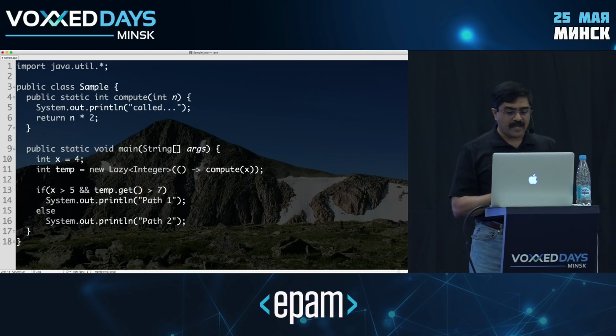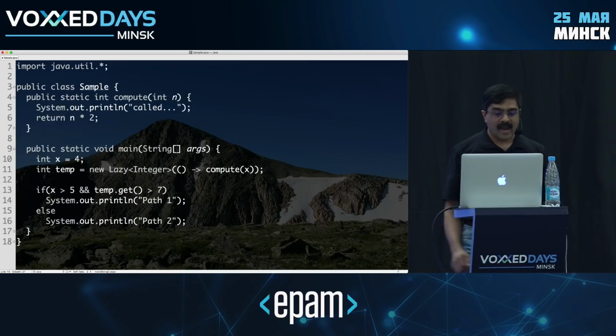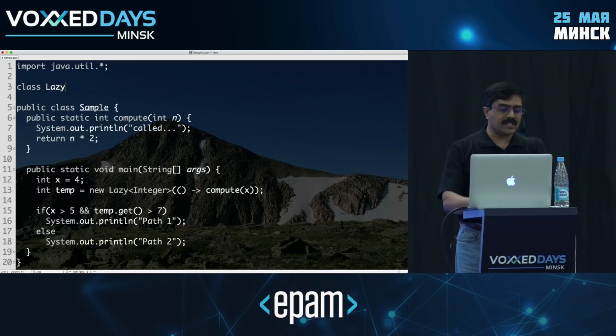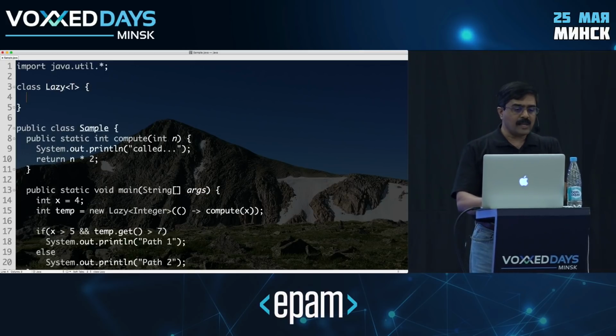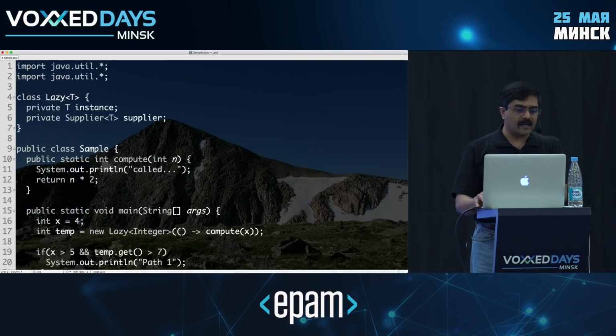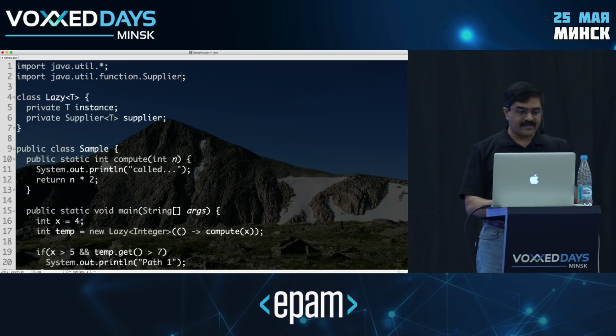So how do we make this work? Obviously, the lazy doesn't exist in Java unless you're using something like Project Lambda. You have lazy, but otherwise, you may have to create one yourself. So what I'm going to do here is to create a class called lazy, which takes a type t, let's say. And then I'm going to write a private t instance, but I'm going to also keep a supplier of type t, we'll call it supplier. So we are going to bring in the java.util.function.Supplier into the mix over here.